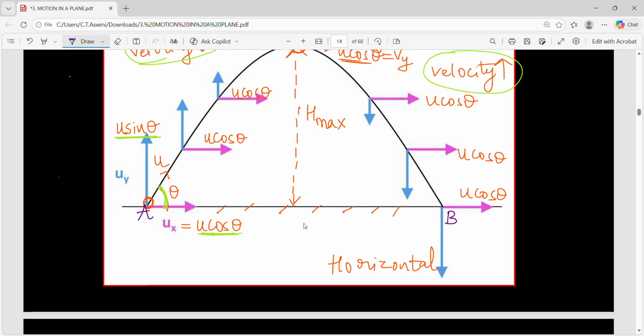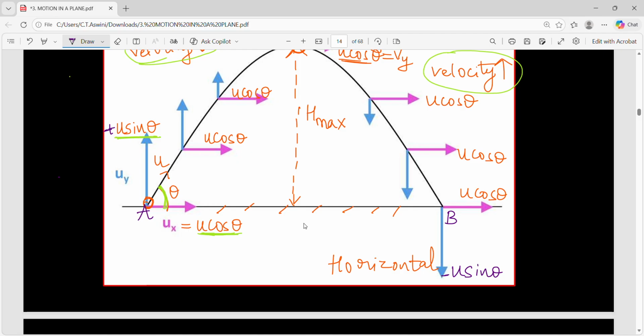Don't you think velocities are same here? U cos theta, U cos theta, U sin theta, U sin theta. That means at points A and B, the moment it was projected and the moment it touched the ground, the velocities are same, but there is a change in direction of the y component of velocity. Initially it was moving upward, so plus, but later it is moving downward, so minus. There is only a change in the direction, but magnitudes remain the same.